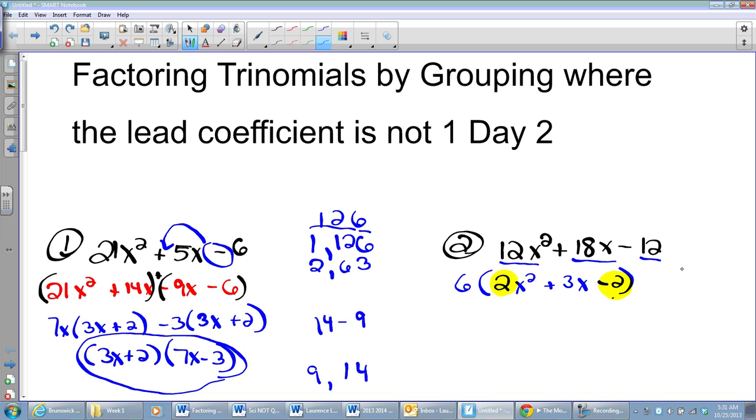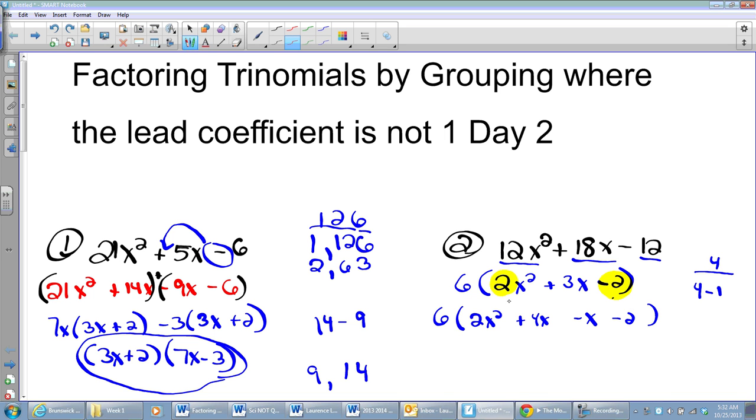So when I multiply 2 times 2, I get 4. And I'm going to subtract my factors of 4 to get 3, positive 3. Sounds like 4 minus 1 to me. So I didn't even need to list them all out. So I've got to bring down the 6. The 6 comes along for the ride. And I will have 2x squared plus 4x minus x minus 2, right?